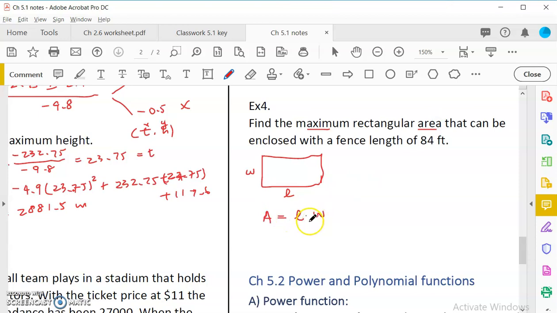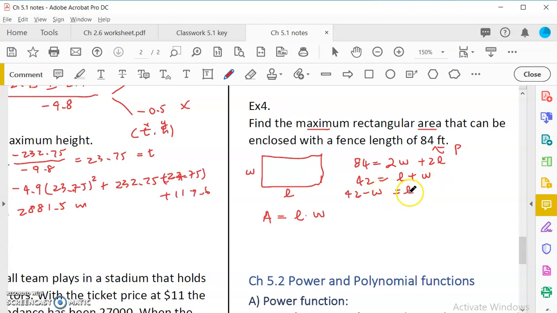But this is not a quadratic equation, and there are two variables. I need to replace one, so there's one variable. So how can I do that? I would write a relationship between L and W. What is the relationship? The fence length is the perimeter. So that means 84 is equal to 2W plus 2L. Divide everything by 2. 42 is L plus W. Right? So I can say L is 42 minus W, if I subtract W on both sides.